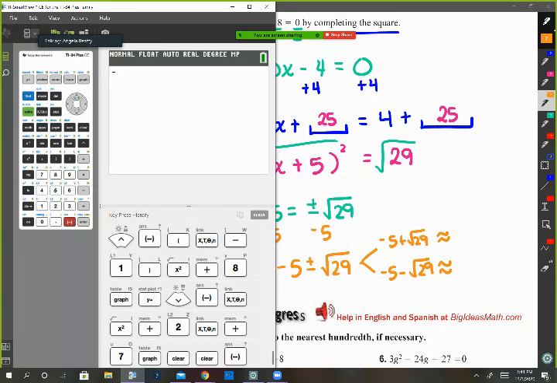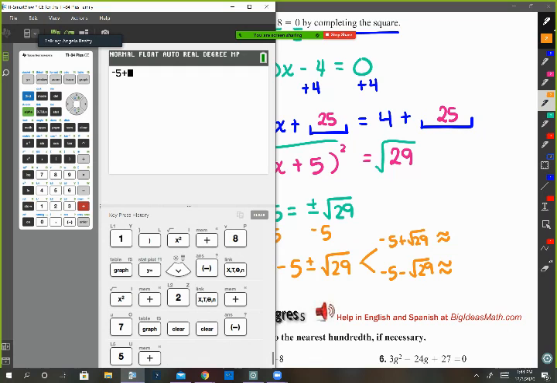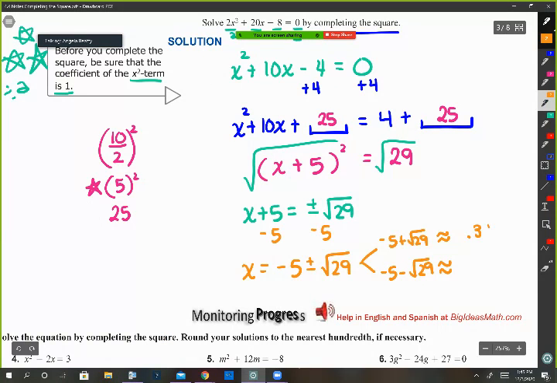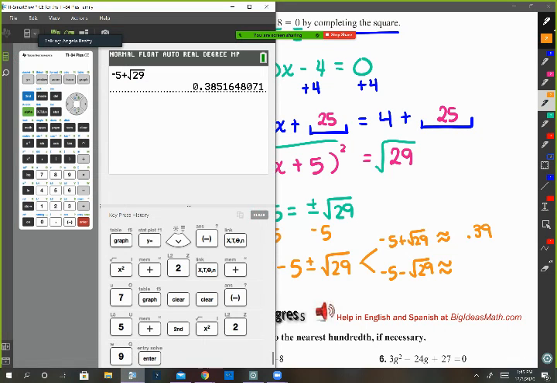So I'm going to go negative 5 plus the square root of 29. When I do that, usually we round to the hundredths place, and you'll notice that the problems down below tell you to do that. So you look at the third number over, and that 5 is going to make the 8 bump up. So this is going to be 0.39. And then you're going to do it again, because I don't have positive 0.39 and negative 0.39. I'm going to type it in again.